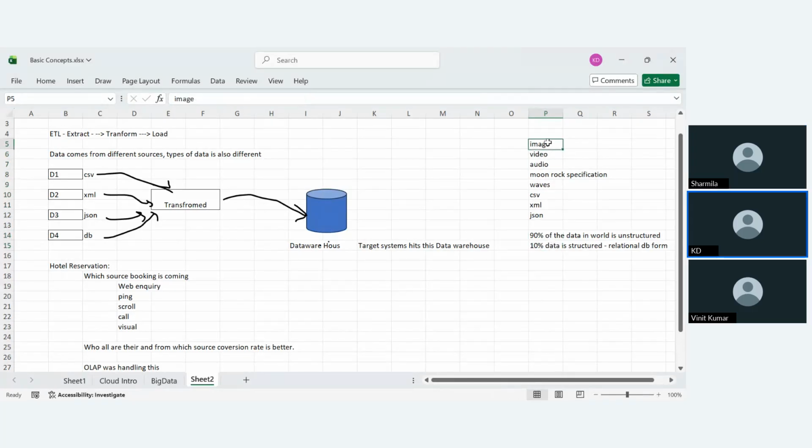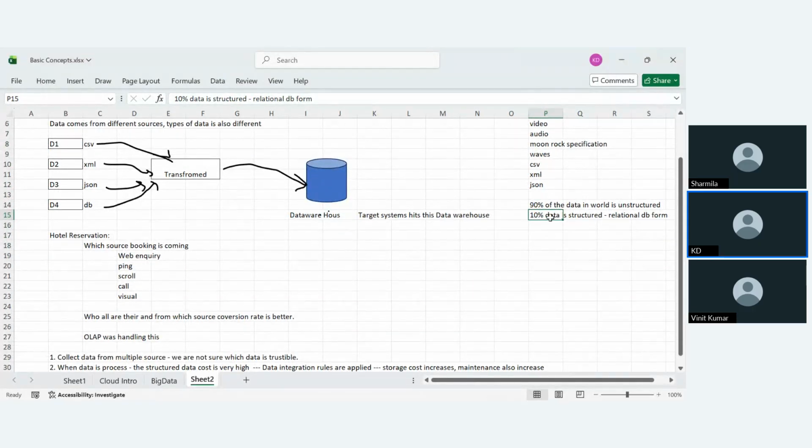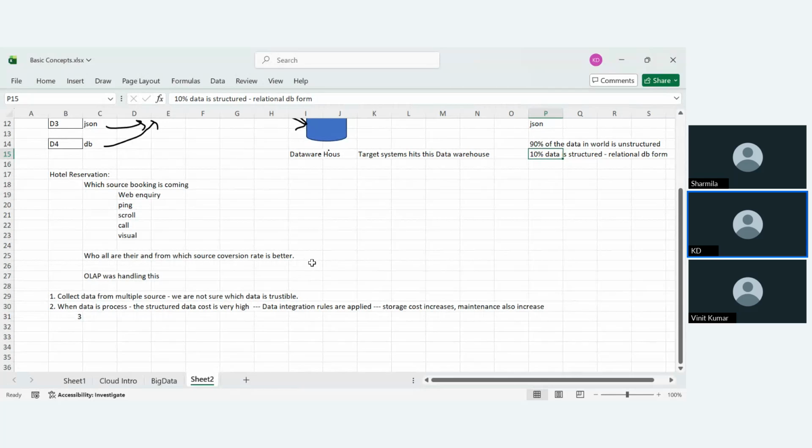Yes. So if this entire 90% data were covered into structured data, there would be a huge pile of data, and the maintenance cost of this data will increase very much. Because of that, it is very challenging to process this structured data, and the cost of the data is very high. Okay, are you clear with this point?